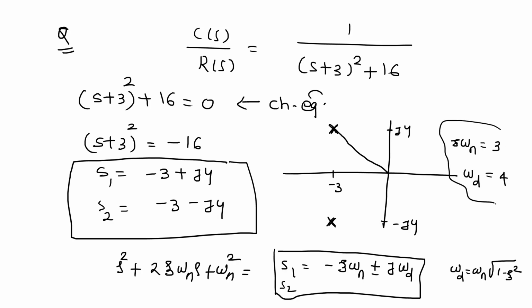Try to understand these two. How can I write zeta omega n and omega d directly? Then, whatever you have, you just apply the Pythagoras theorem.